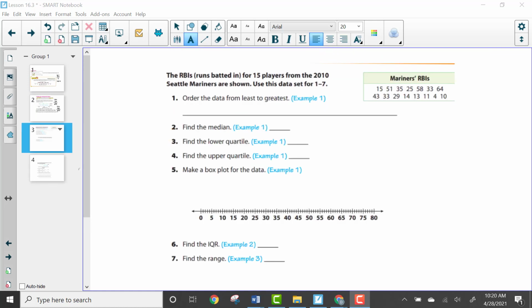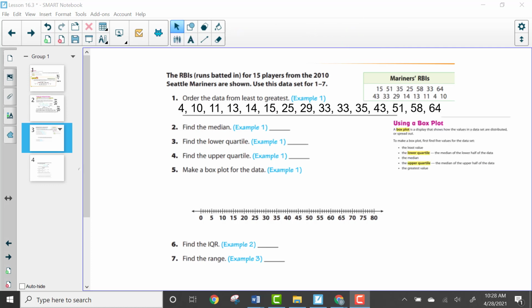Now what I would like you to do is turn to page 466, and we are going to work on numbers 1 through 7 on page 466. So the problem reads, the RBIs, runs batted in, for 15 players from the 2010 Seattle Mariners baseball team are shown. Then it says use this data set for numbers 1 through 7. Now the first thing that you need to do is order the data from least to greatest. So let's do that first.